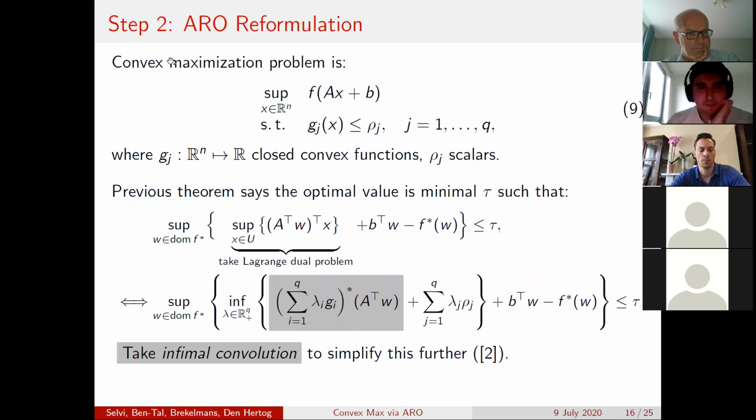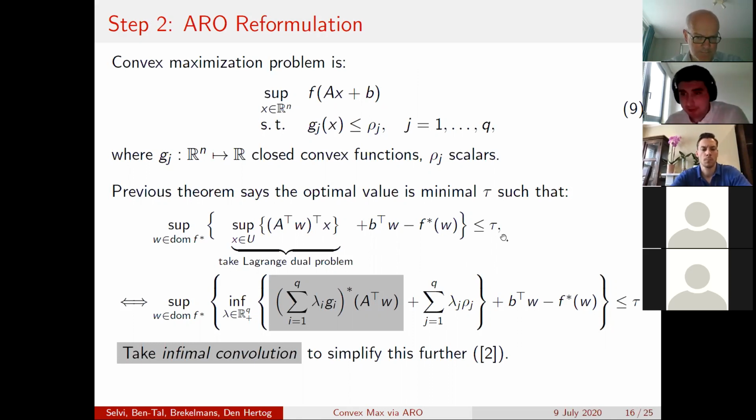All right, so let me start with the step of ARO reformulation. Problem 9 is the generic problem, which has q many convex constraints, and each constraint is indexed by j. Each function g is a closed convex function. And again, we assume that a strictly feasible solution exists. If we follow our previous theorem with the notation of x in the feasible set, we again have the same result, saying the global optimum value of problem 9 is the minimal tau such that this constraint is valid.